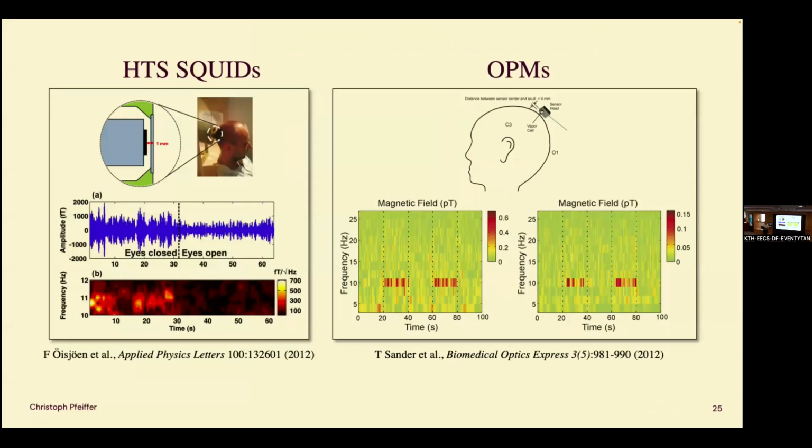So in 2012, I think, more or less at the same time, both these sensor types were the first to show on-scalp MEG. So some very simple single-channel recordings, more or less the same type of recording that was the first MEG recording ever and has since always been the proof-of-principle type recording. So it's just eyes open, eyes closed, and you see modulation of alpha activity.